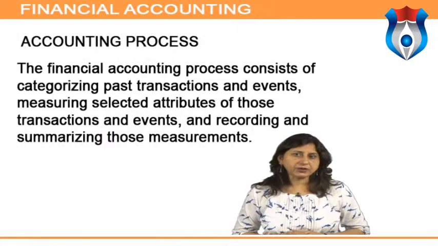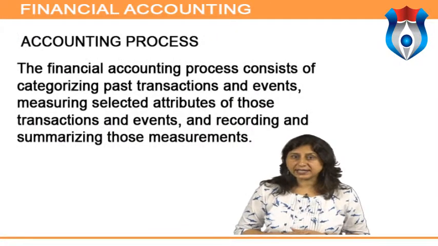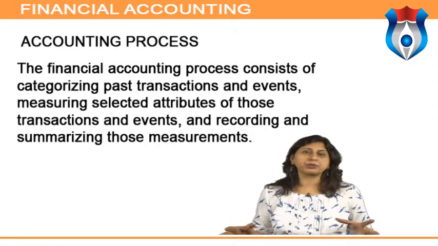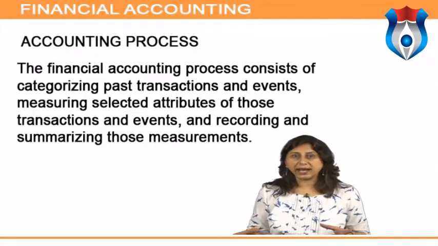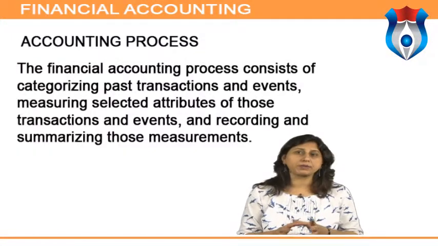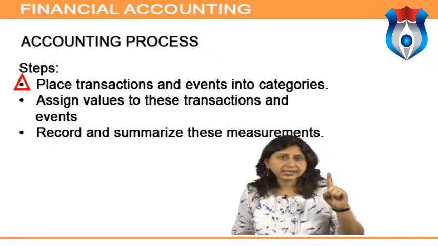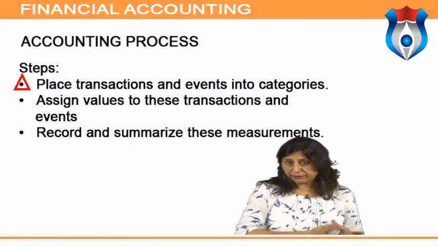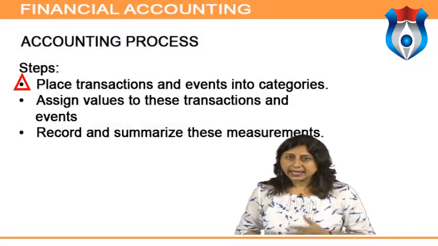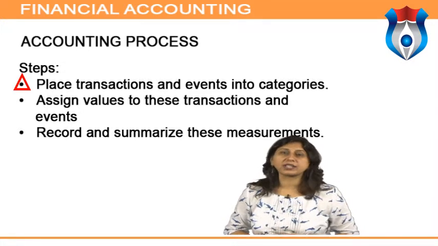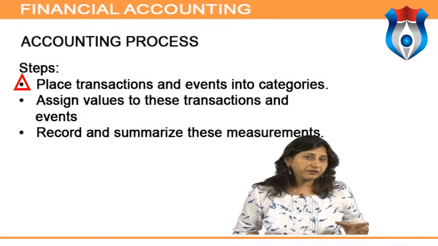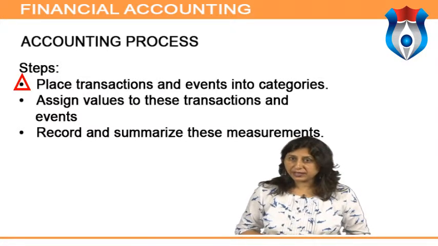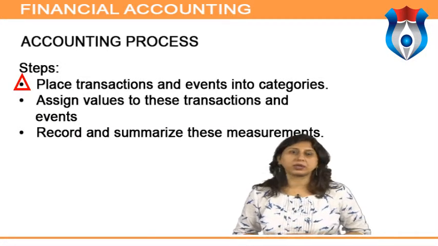The financial accounting process consists of categorizing past transactions and events, measuring selected attributes of those transactions and events, and recording and summarizing those measurements. The first step places transactions and events into categories that reflect their type or nature. Some of the categories used in financial accounting include purchase of inventory, merchandise acquired for resale, sales of inventory, and wage payments to workers.